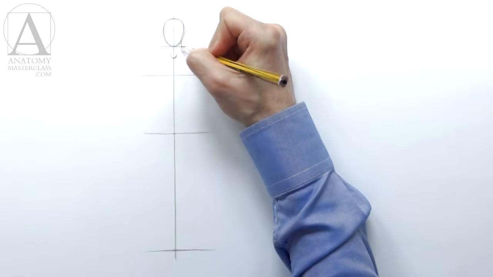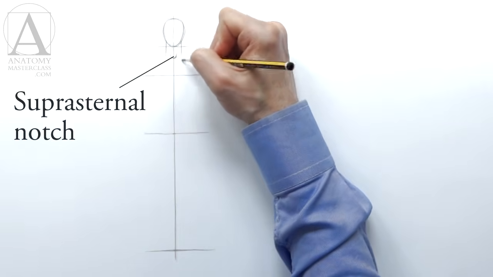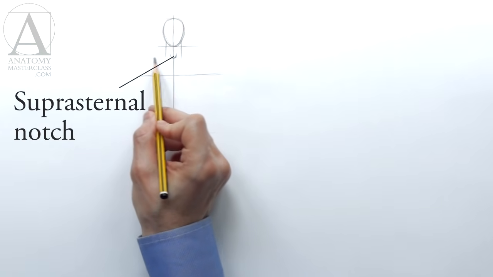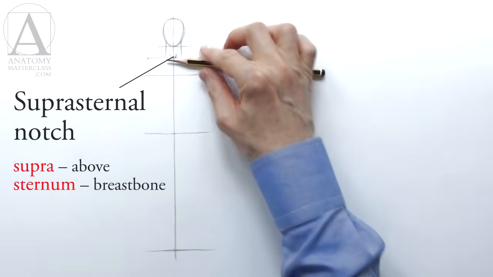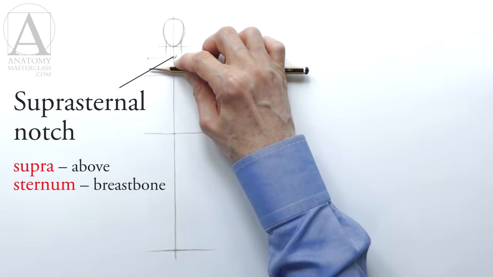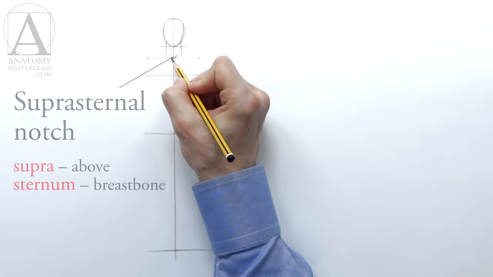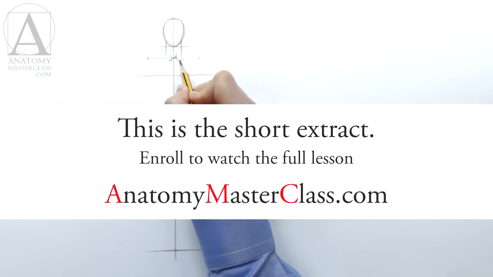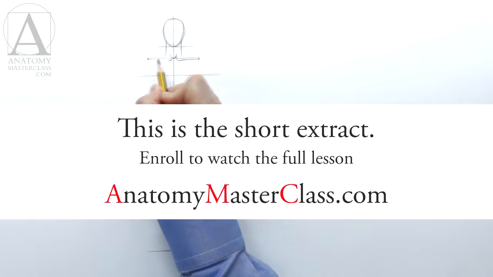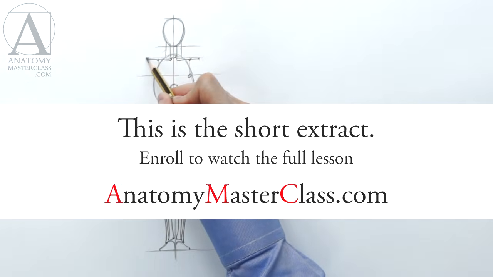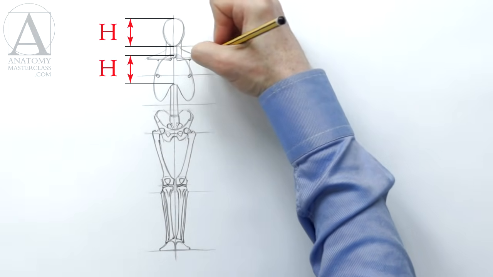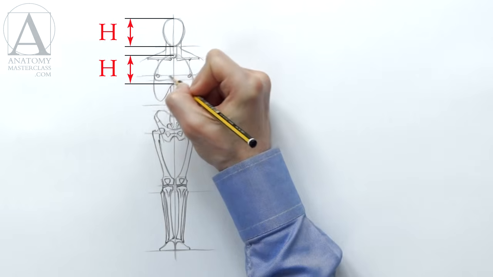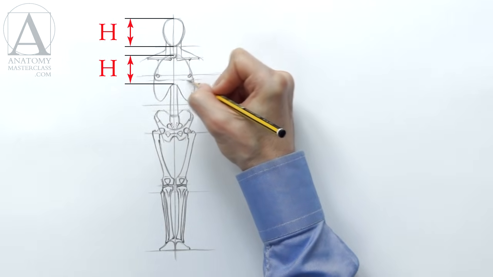At the base of the neck there is a notch, which is called the suprasternal notch. It is located just above the breastbone. The Latin name suprasternal comes from two words, supra, above, and sternum, breastbone. This notch is a good indicator of where the line of the collarbone should lie. The distance between the upper edge of the rib cage and the lower end of the breastbone is equal to the height of the head.